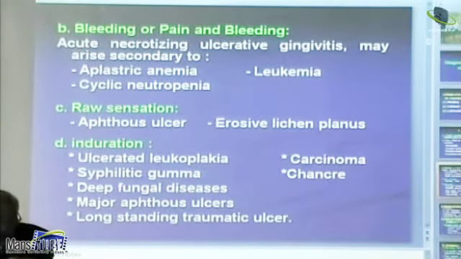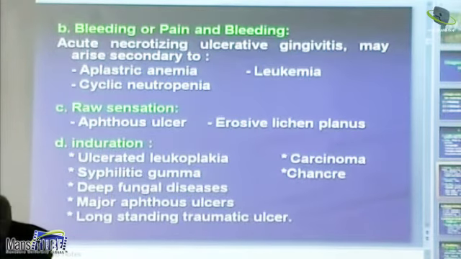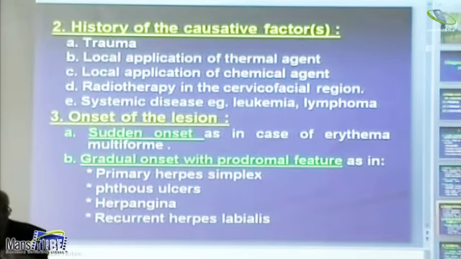Induration, such as in keratinized leukoplakia, syphilitic gumma because of chronic fibrosis, deep fungal lesions, major aphthous ulcer, long-standing traumatic ulcer. Sometimes a biopsy has to be taken to differentiate it from carcinoma and cancer in the primary stage of cells. History of the causative factors.